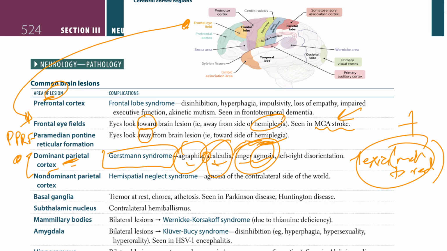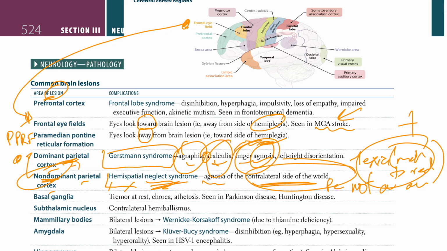What if the lesion is on the non-dominant parietal cortex? You will get something called hemispatial neglect syndrome, which is agnosia of the contralateral side of the world. The patient will not be aware of one side of the body. That's called hemispatial neglect syndrome, and this is non-dominant.